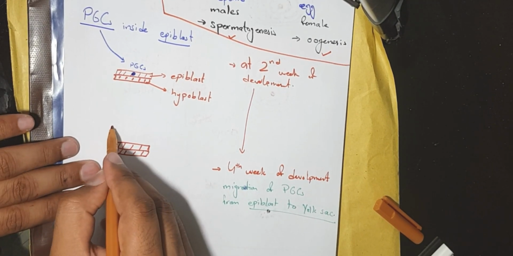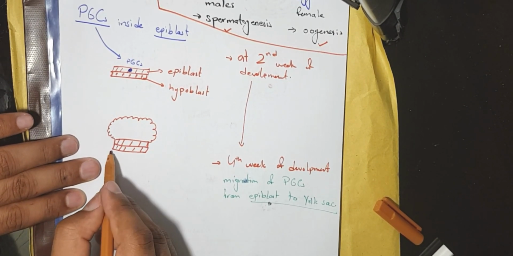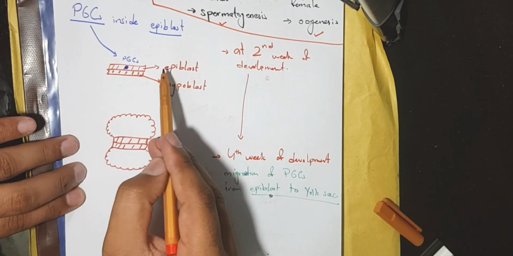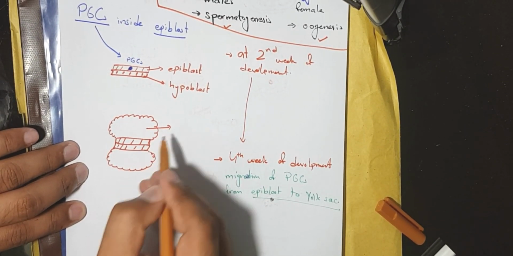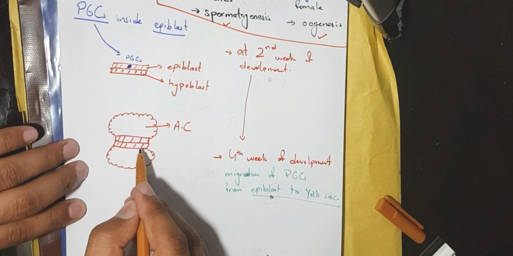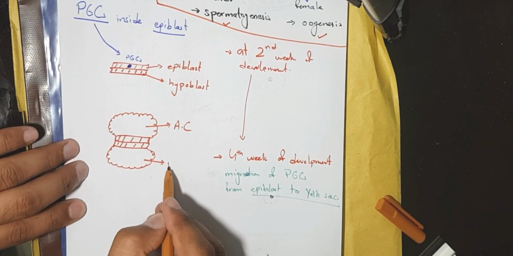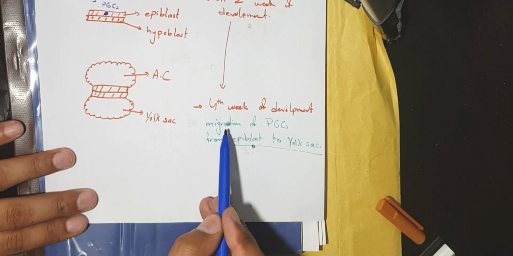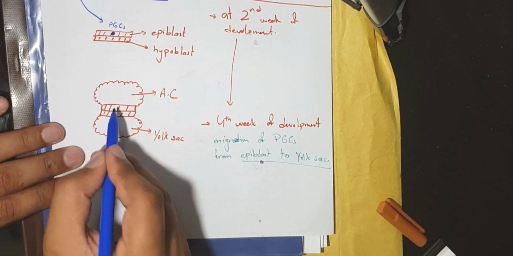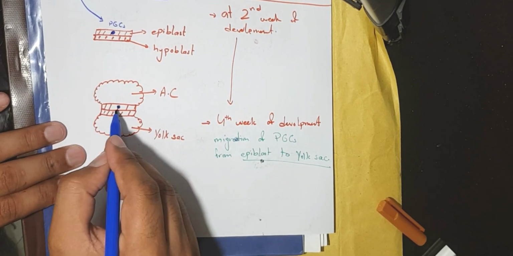These were the two layers, epiblast and hypoblast, and the cavity present above the epiblast is known as the amniotic cavity. The one present below the hypoblast will be known as the yolk sac. So now you know where the primordial germ cells are going to migrate in the fourth week.